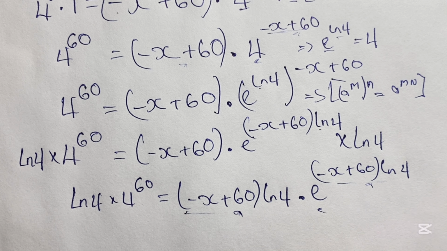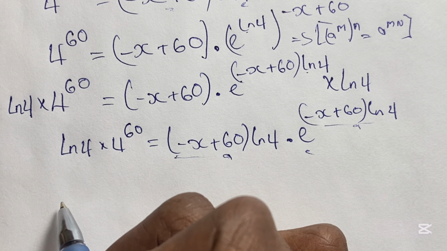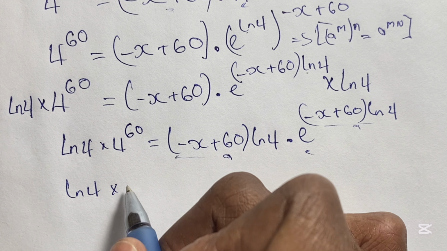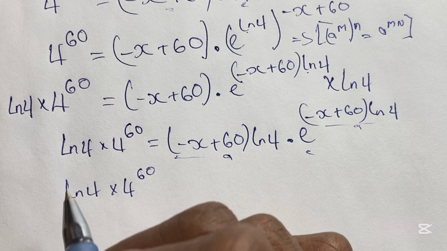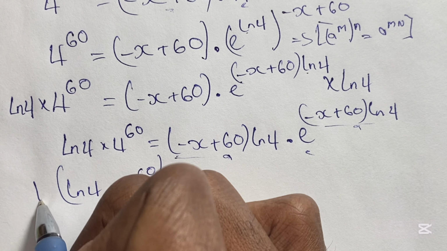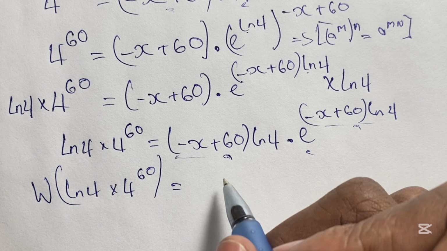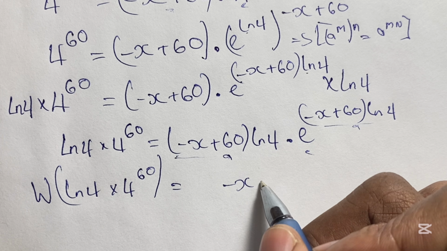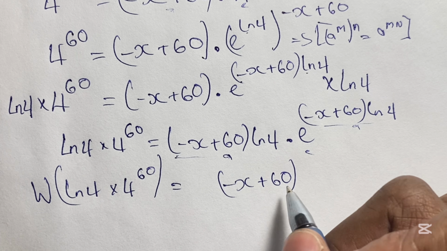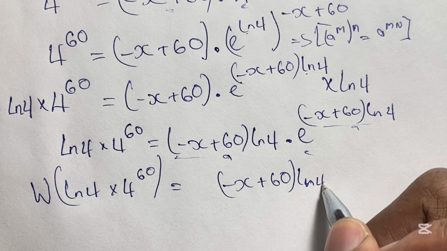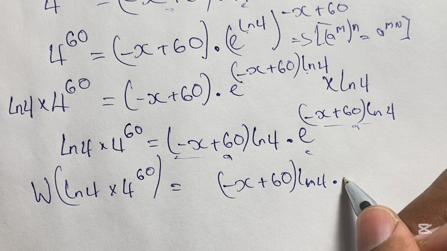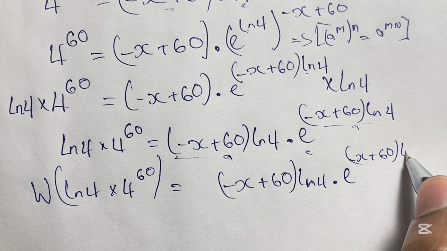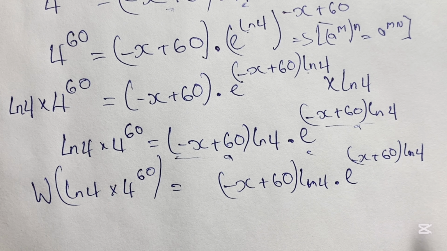So what we're essentially saying is that if we were to bracket this expression, let's just rewrite this. So we have ln 4 times ln 60. We're going to put this in brackets, and we're going to apply this W function here on the left, because whatever we do on the right, we also have to do on the left, and vice versa. So negative x plus 60 times ln 4 times e to the power of negative x plus 60, which is this part now, is the expression of a times e to the power of a.